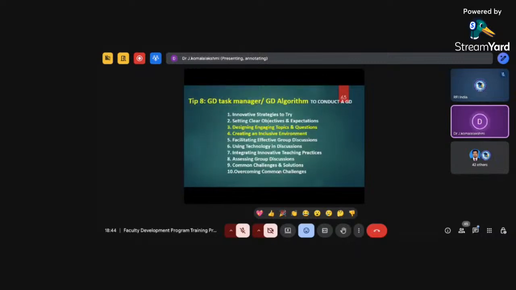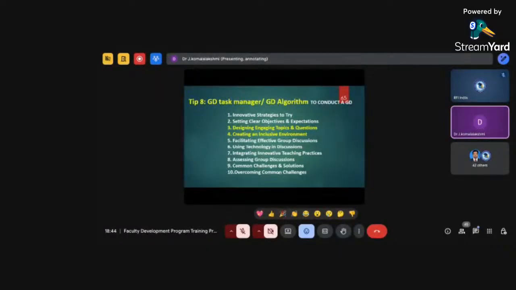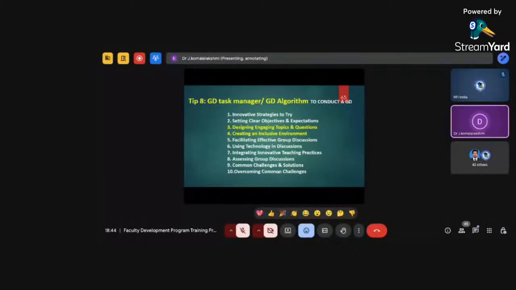So suppose we are trying to conduct a group discussion. What are the steps I have to follow? So this is an agenda or plan or manager or algorithm. We can give any buzzwords to attract the students. In management, it will be a task manager, or in computer science, it will be an algorithm, or in general, it is a GD task manager or algorithm.